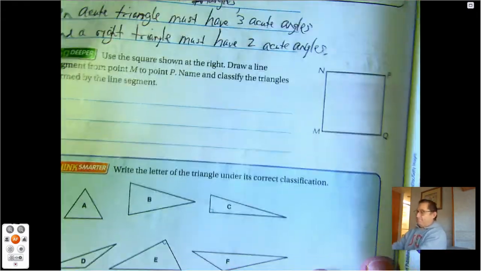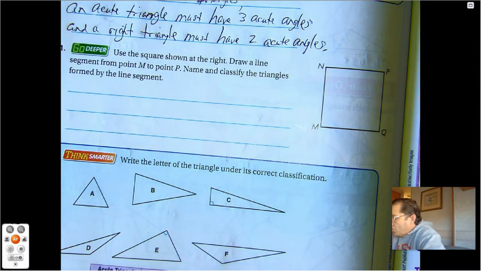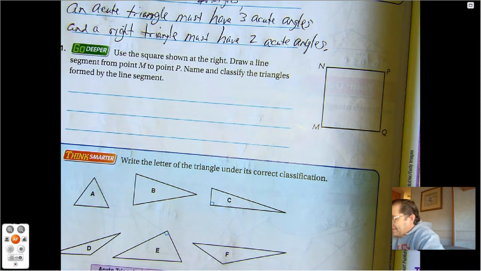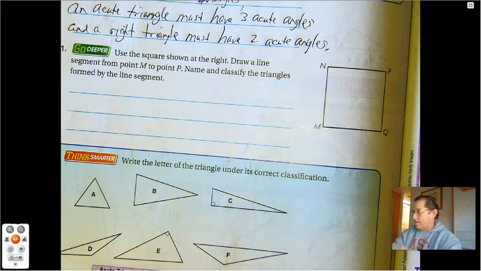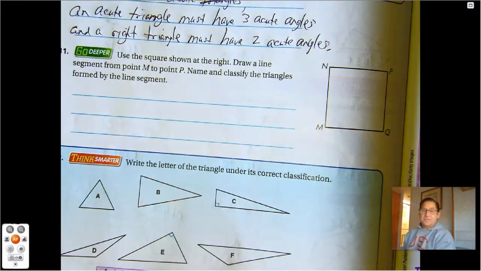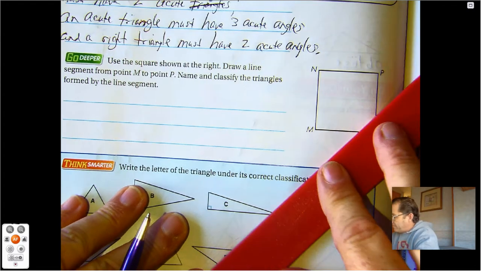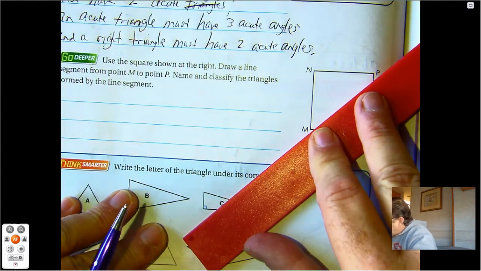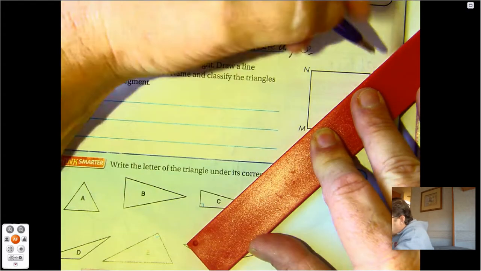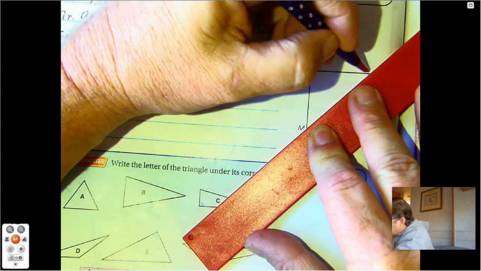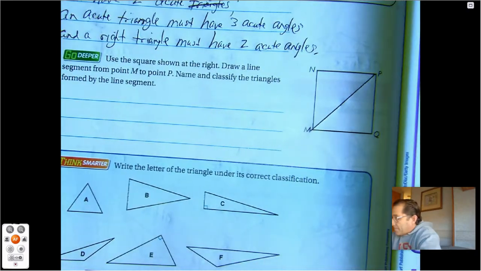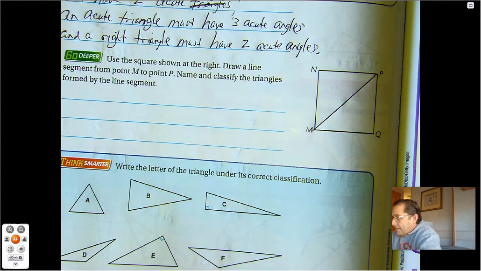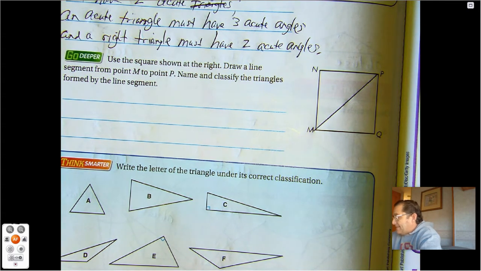All right, number 11. Use the square shown at the right. Draw a line segment from point M to point P. Okay. So get your straight edge, and we're going to draw a line segment from point M to point P. Okay. Name and classify the triangles formed by the line segment.